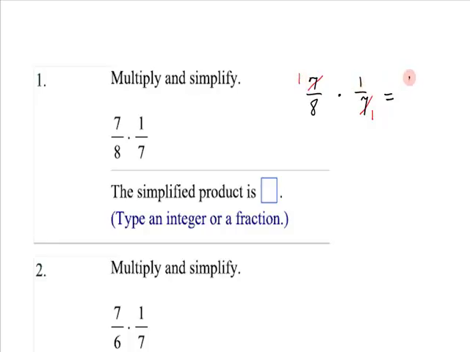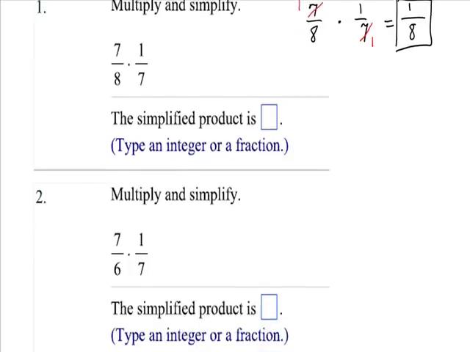Multiply the tops. 1 times 1 is 1. 8 times 1 is 8. I have the product, and it's in simplified form. Let's look at number 2.